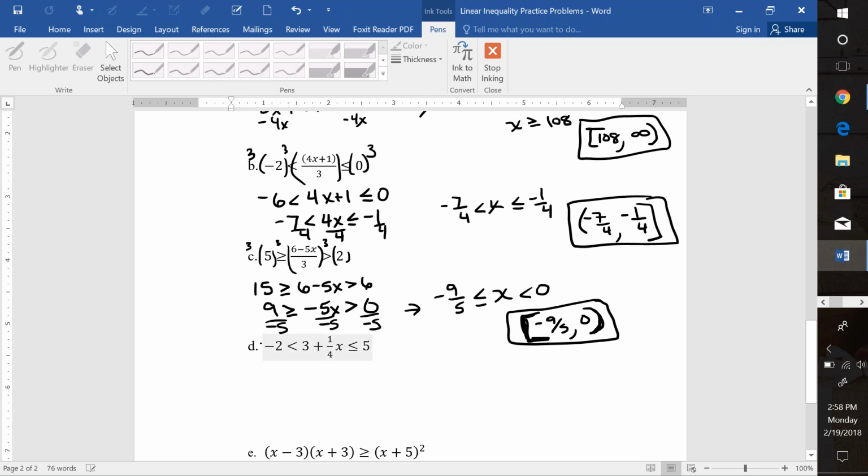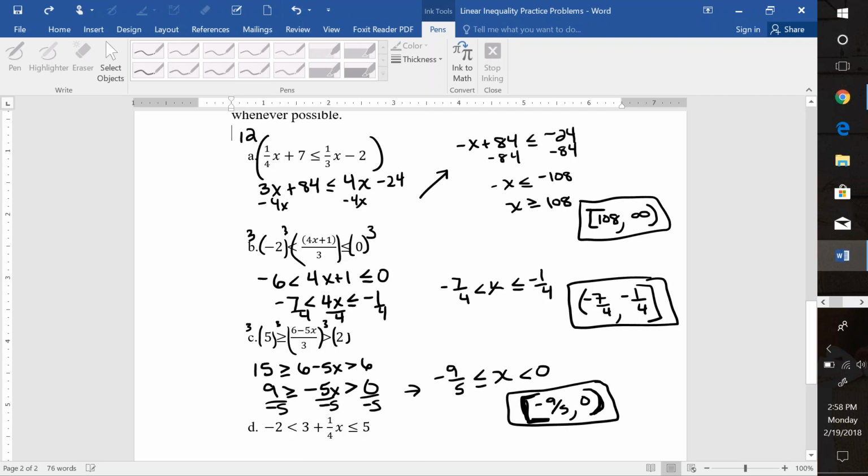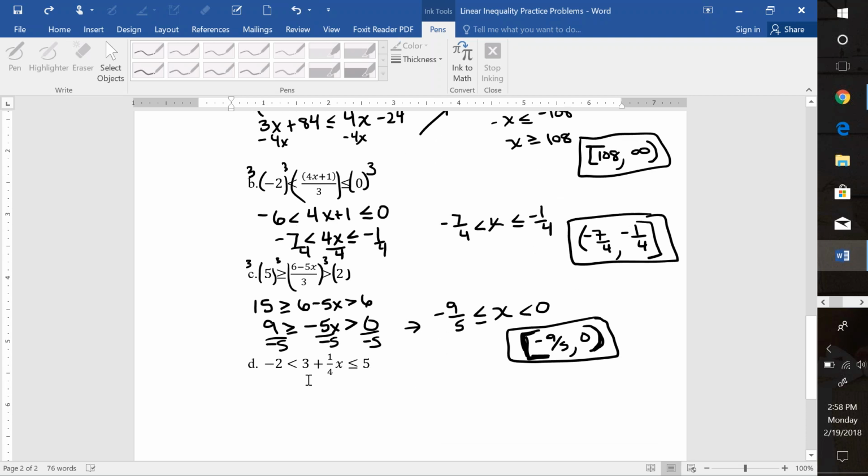Okay, let's talk about this next one. We're going to multiply everything in the whole equation by 4. Or another way to approach this one, because some people will not distribute that to the 3 correctly in the middle, you could subtract 3 from everything first, and I think I'll do that. So if I subtract 3 from the middle and from the left and from the right, we're left with this. Then we can multiply everything by 4. So this would be negative 20 is less than x is less than or equal to 8. And notice I did not multiply through by a negative, so that doesn't flip any of my inequalities. So this is negative 20 up to positive 8.